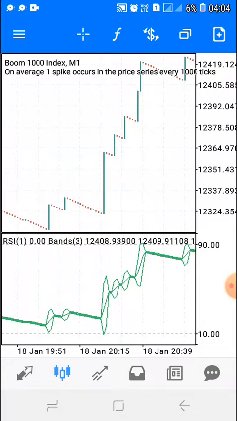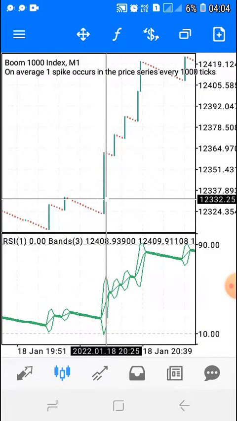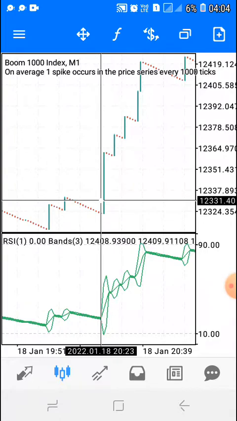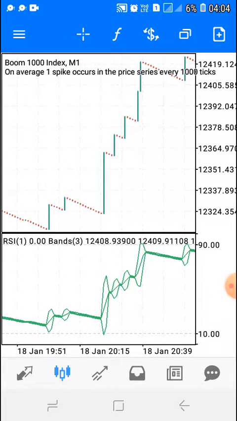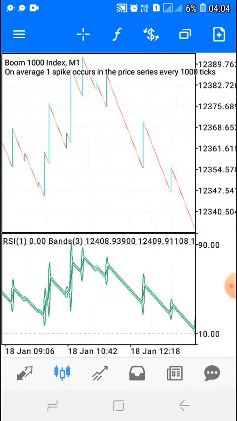It happened again, right? As soon as the Bollinger Band touches the 10, a spike occurred, right? So that is how you use a strategy.